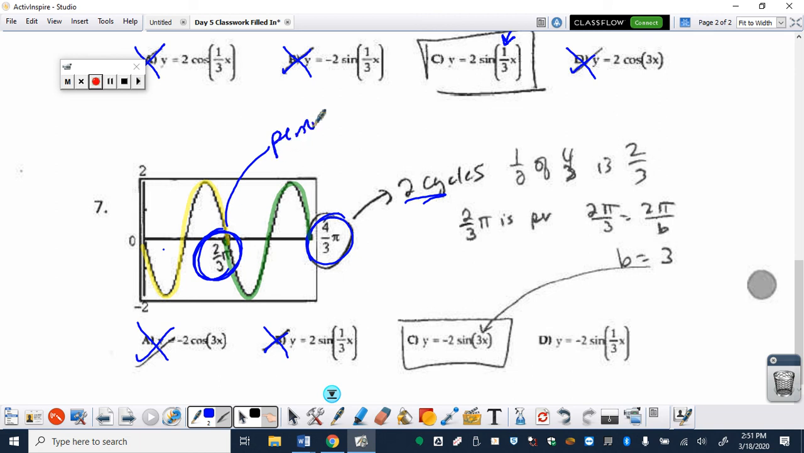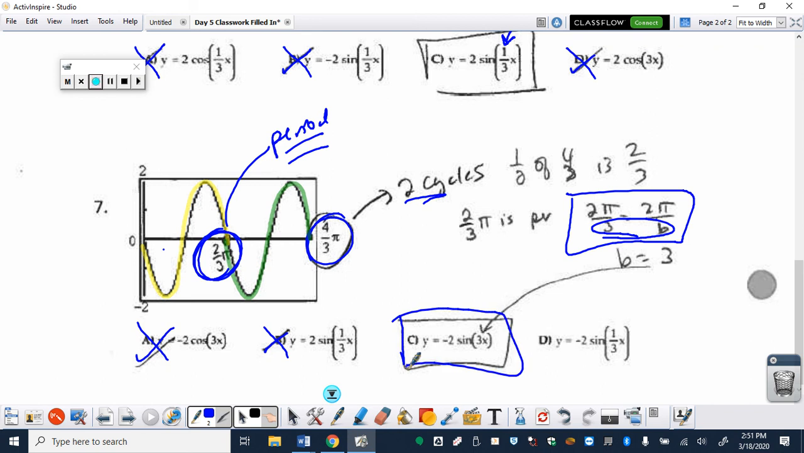That's the period because the definition of period is how long it takes for 1 complete cycle to occur. So period is 2/3 pi. Set that equal to 2 pi divided by b. Cross multiply, or simply by observation, see that b is equal to 3. So therefore C is the correct choice for that equation.